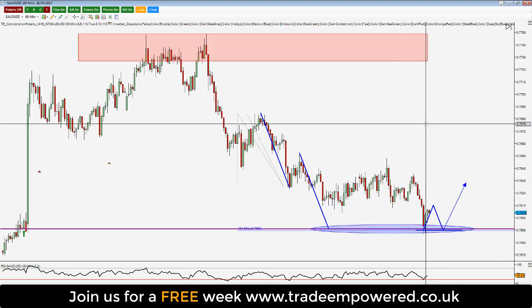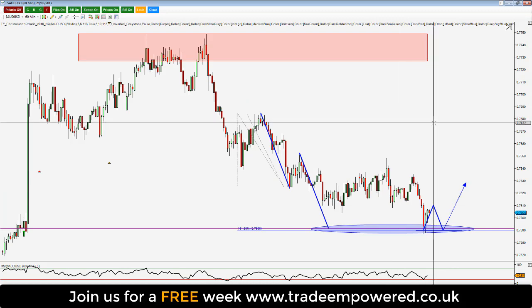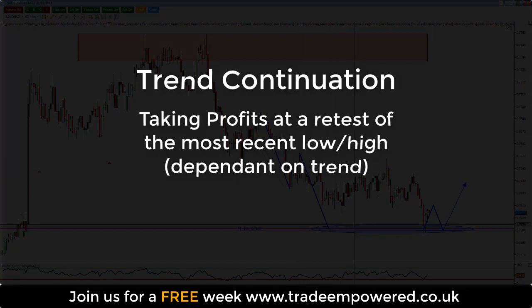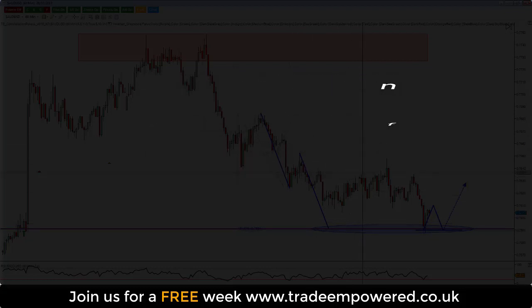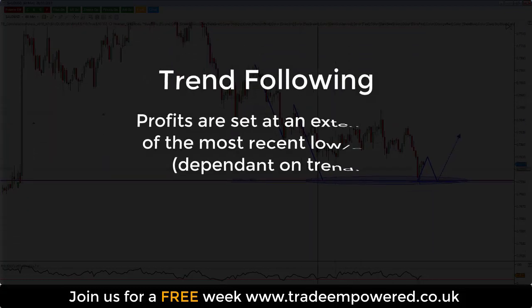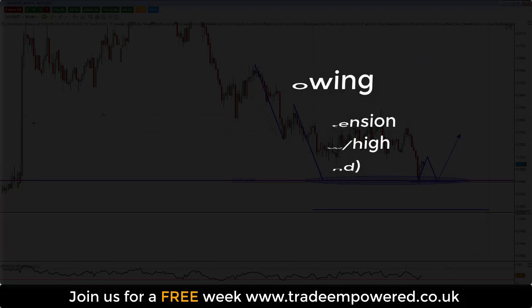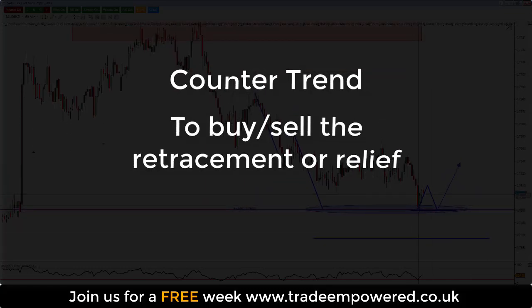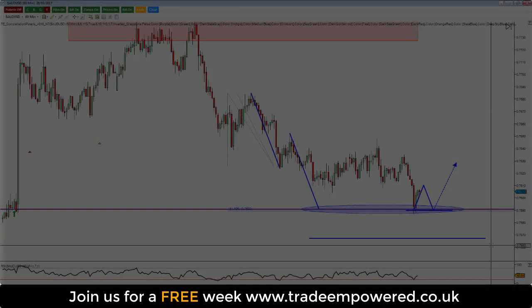So the difference between the three, just to recap: a trend continuation trader is taking profits at a retest of the last move, the last low before the pullback. A trend following trader is looking for an extension of the last move, and a counter trend trader is looking for a move against the direction of the trend.